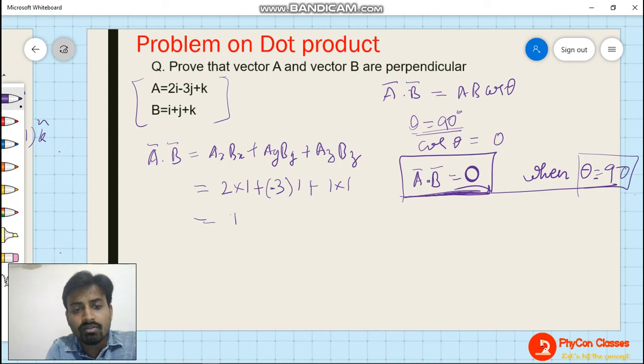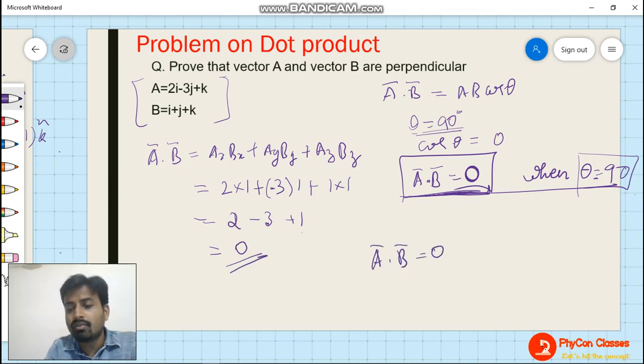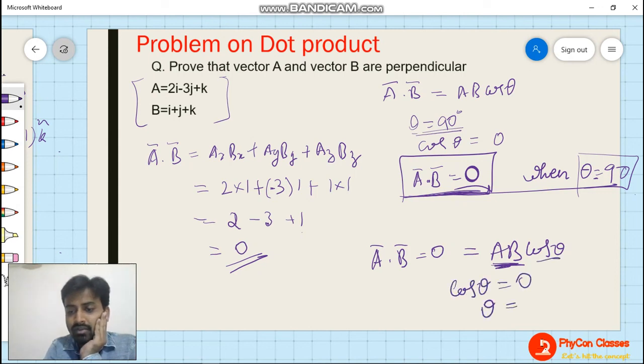So this will be 2 into 1 is 2, minus 3 into 1 is minus 3, plus 1 into 1 is 1. So 2 plus 1 is 3, minus 3, that is going to be 0. Because A dot B is coming out to be 0, that means AB cos theta is 0, and A and B cannot be 0. Why? Because they have magnitude. If they have magnitude, A and B cannot be 0, and hence cos theta has to be 0. As cos theta is 0, theta should be equal to 90 degrees. And hence we can say that A and B are perpendicular to each other.